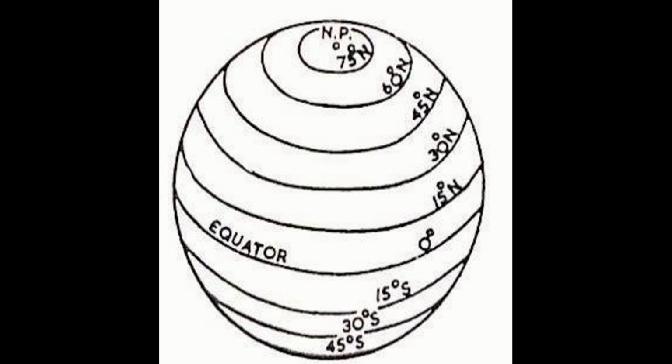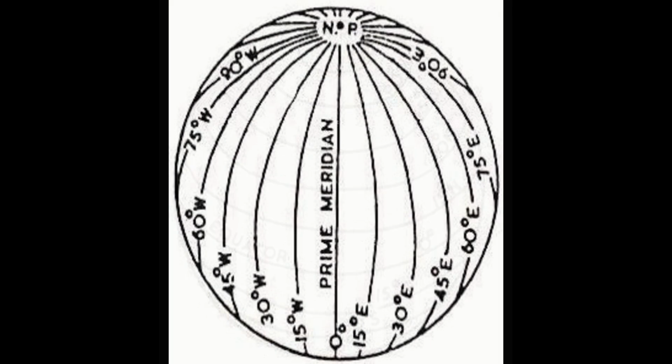Latitudes are also known as parallels of latitudes. You know what is the reason? They are called parallels because the distance between any two latitudes is the same. The distance between any two latitudes is always the same. Now we move on to longitudes.